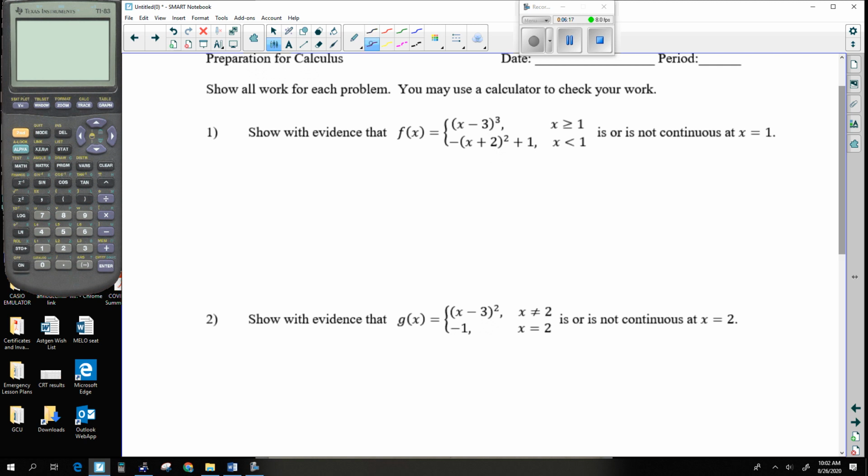So what we're going to do is test my limits. My limit as x goes to 1 from the negative, where x is less than 1. So what I do is plug and chug 1 into that. So that's going to be 1, 2 squared plus 1. So that's 3, 9, minus 9, minus 8. So the limit is equal to minus 8 from the left.